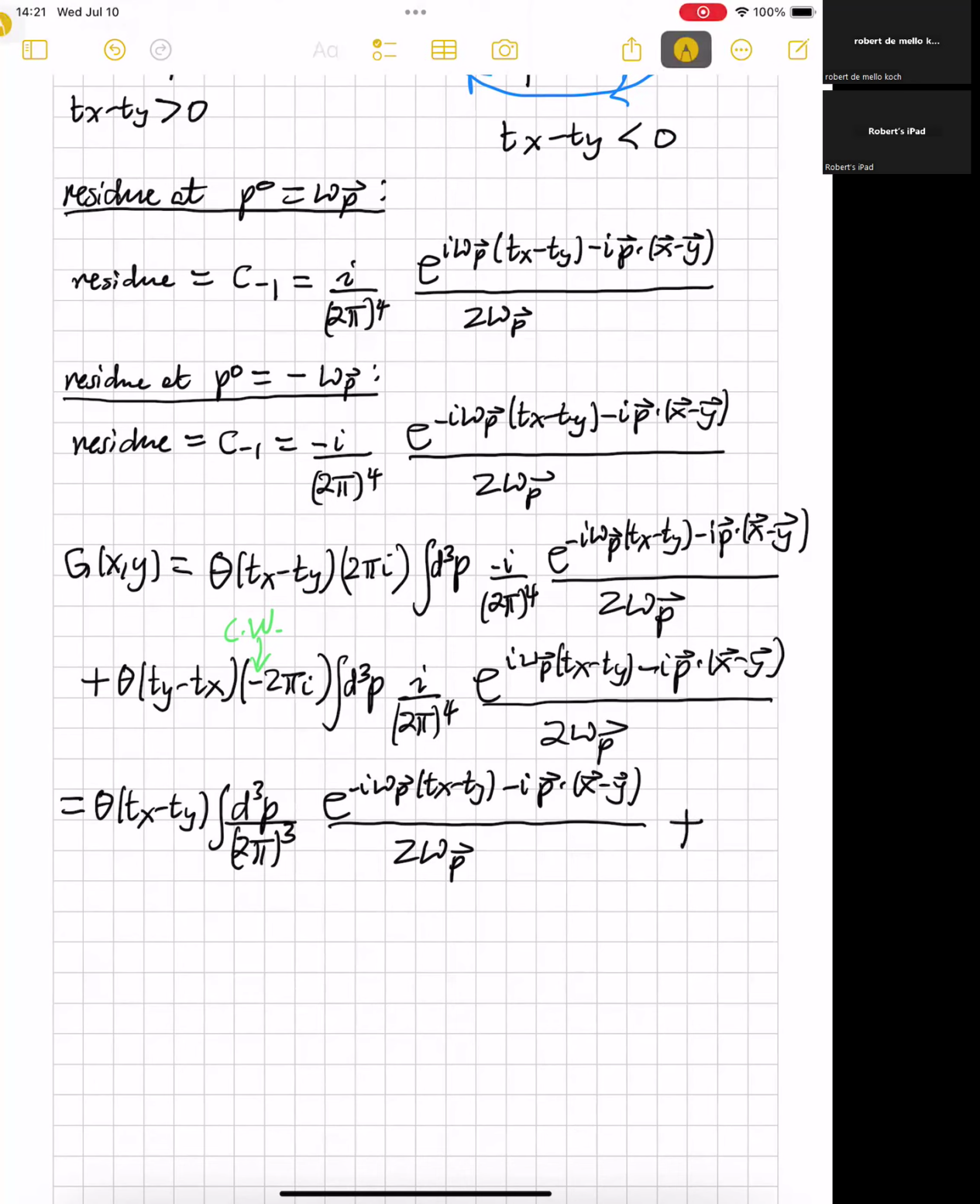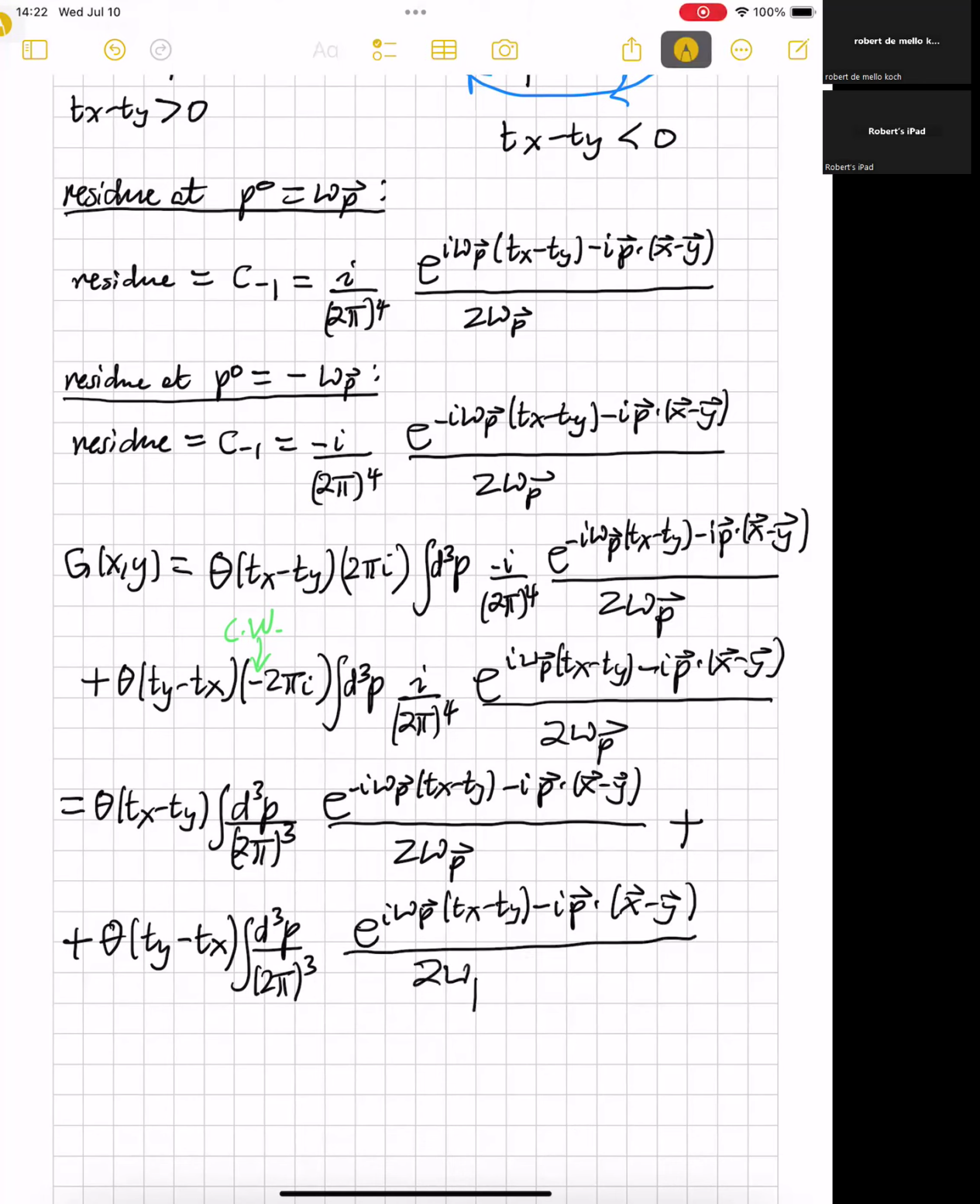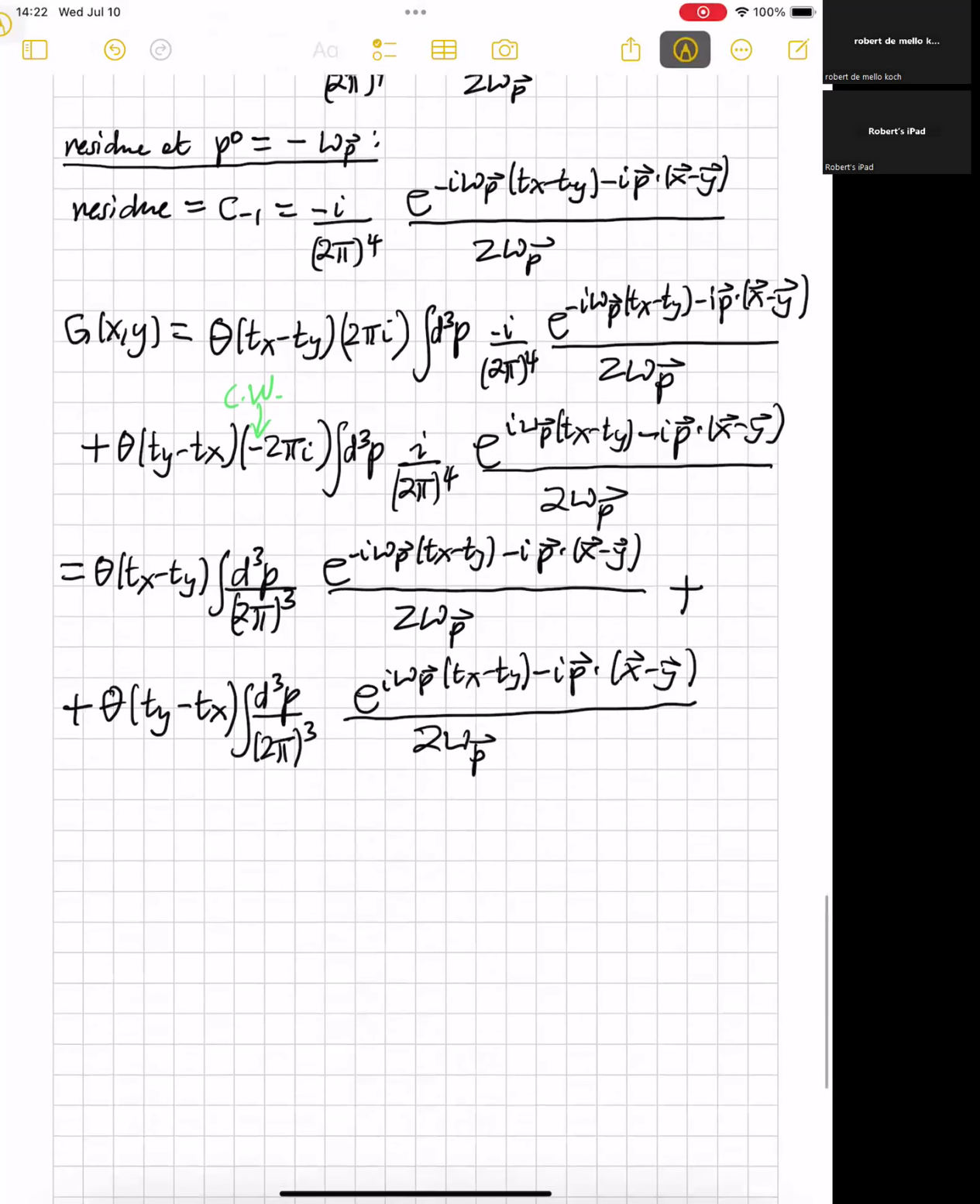Then we've got plus the second term. Now, the second term is a Heaviside function of ty minus tx. We've got a minus I outside, an I in the integrand. Those again multiply to give us 1. We've again got an integral d3p. We've got a 2 pi outside, a 1 over 2 pi to the 4 inside, so those again multiply to give us a 2 pi cubed. And then we've got e to the I omega p (tx minus ty) minus I p dot (x minus y), over 2 omega p. I almost like this expression.